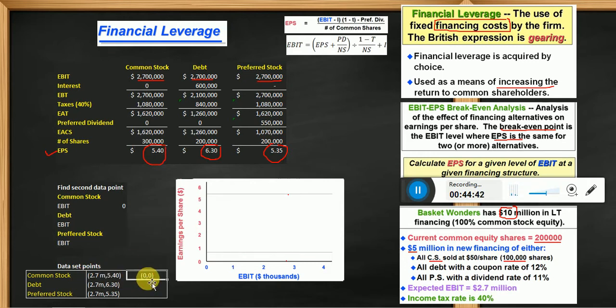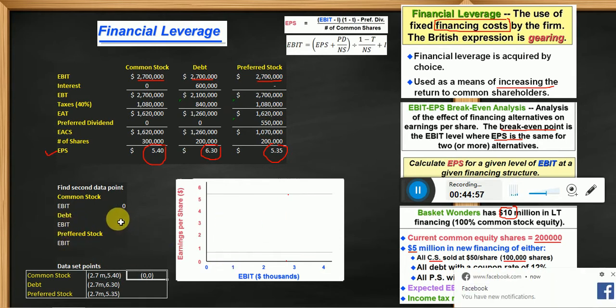Okay, now we try to draw this line. Now we can draw the second line. But before drawing this line, let me find out the data set point for debt and the preferred stock, and finally we will draw the lines. Okay, now coming to the debt.